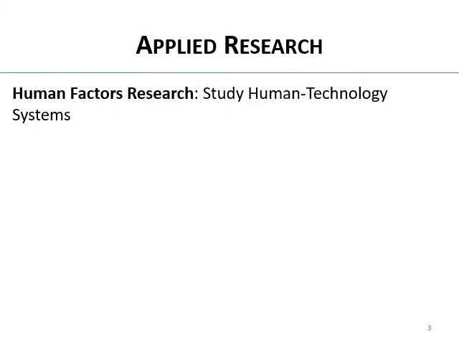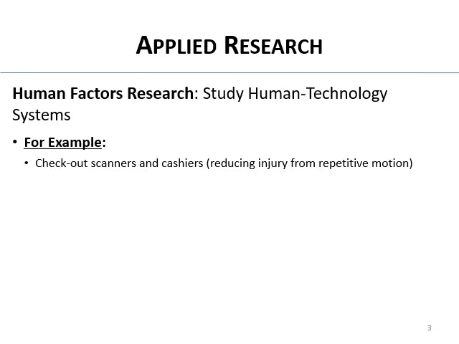So human factors research, again, is the study of human technology systems. For example, checkout scanners and cashiers. For years, checkout personnel were getting wrist injuries because the scanners only scanned on the bottom, so they were always flipping things and getting wrist injuries. If you note now when you go to the supermarket, they have a scanner both on the bottom and on the side, so they don't have to flip it, and that was discovered through human factors research. That was a way to reduce injuries.